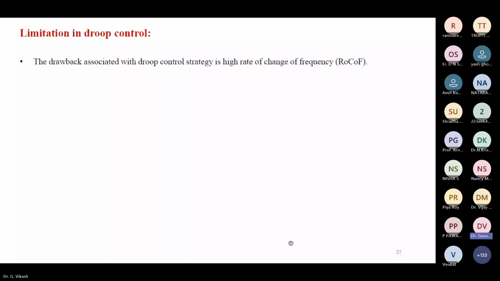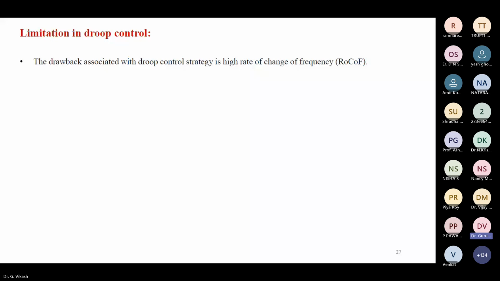Coming to the limitation in droop control, the main drawback is that suppose there is a sudden change in the load. Immediately the frequency or voltage set point is changed suddenly. Sometimes the rate of change of frequency is high, because if there is a change in the active power, the frequency set point will immediately change. So sometimes the relay may understand it as a fault, since the frequency relay does not depend upon the power. That is the drawback in the case of droop control.